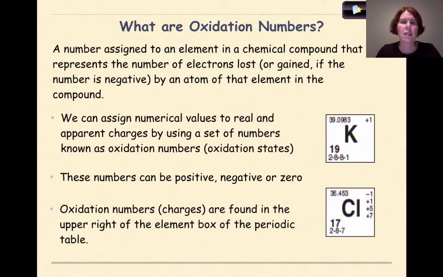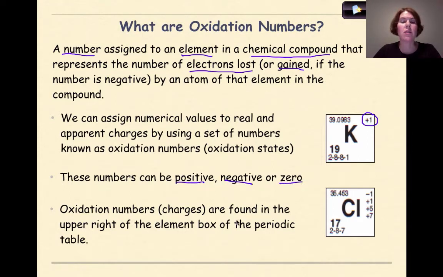So what are oxidation numbers? Well, an oxidation number is basically a number assigned to an element in a chemical compound that represents the number of electrons lost or gained, depending on the situation, by an atom of that element in the compound. We can assign numerical values to real and apparent charges by using a set of numbers known as oxidation numbers, or oxidation states or charges. Oxidation numbers can be positive, negative, or zero.